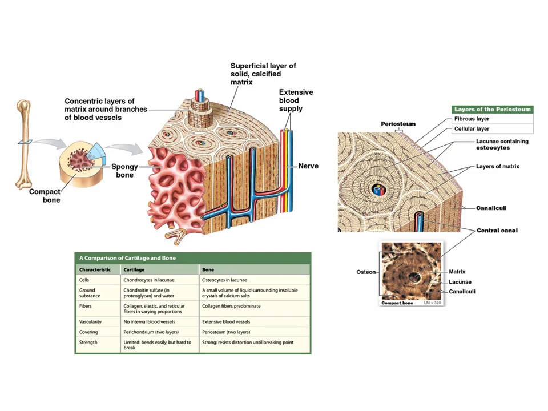Vascularity in our cartilage, remember, it's avascular, there are no internal blood vessels. And in our bone, we have very extensive blood vessels, so it is very vascular. The covering of our cartilage is called the perichondrium, which also has two layers. And in our bone, we have our periosteum, which has two layers as well. And then the strength of our cartilage is limited because it bends easily, but it is hard to break. Our bones are very strong. They resist distortion until a breaking point. Remember, enough force on that bone will eventually cause it to break.